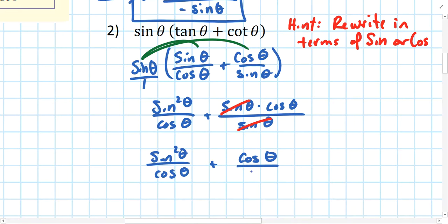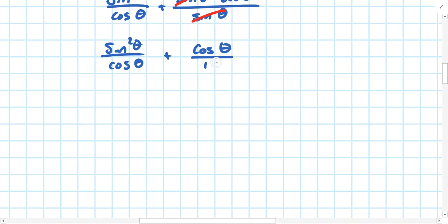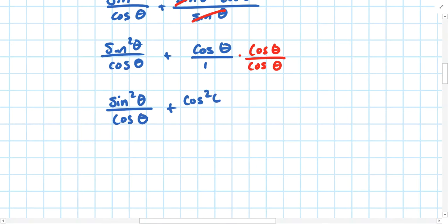And I'm going to leave this over 1 because what I notice is that I can actually create a common denominator here. If I multiply by 1 using that first hint of the video, this time it's cosine over cosine, this is going to create a common denominator of cosine theta. And in the numerator, I'll now have cosine squared. And hopefully you're recognizing at this point that I'm leading up towards a Pythagorean identity here. I've got sine squared and cosine squared.